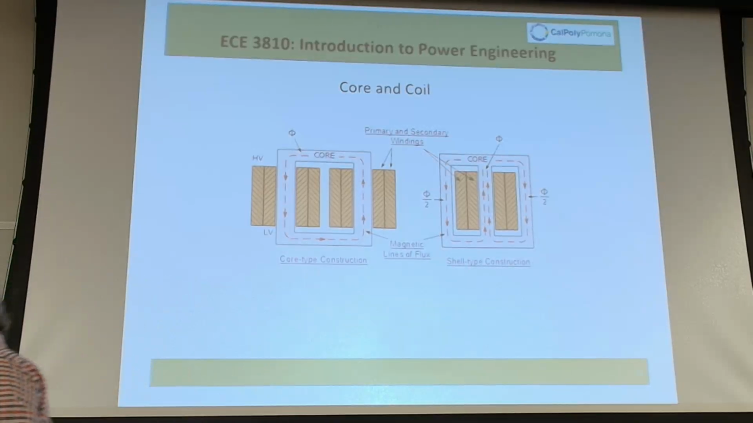Again, it depends on the utility. Some utilities will just buy core types, some utilities just buy shell type. Manufacturers prefer to use shell type. That's a selling point that they sometimes have to tell you, hey, we specialize in this type of design. But again, there are a lot of pros and cons with each one. So left is core, right is shell. Right.